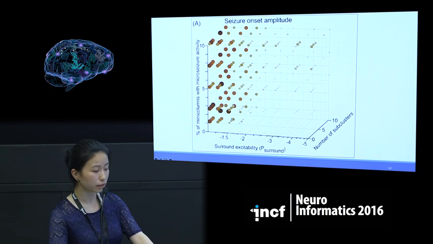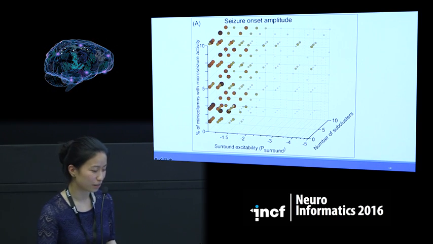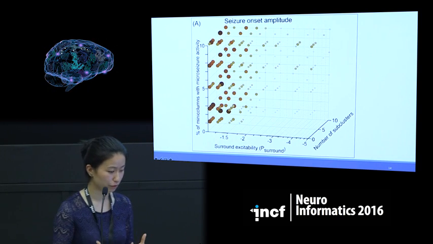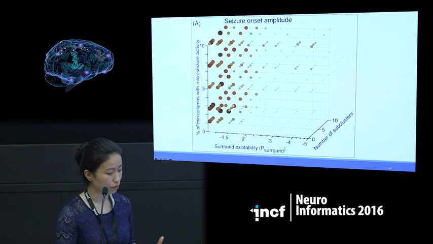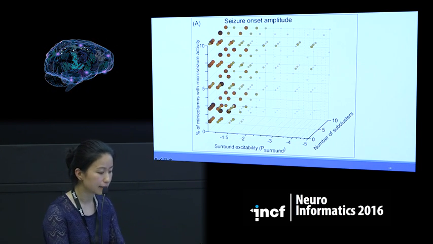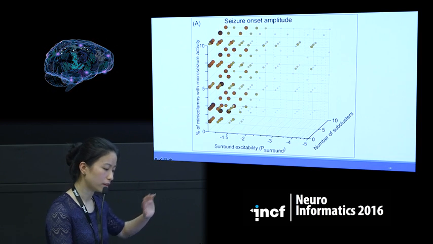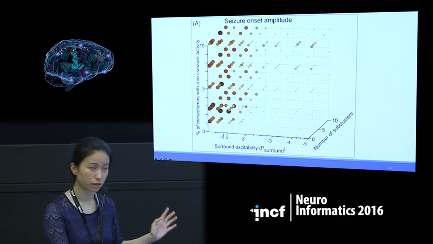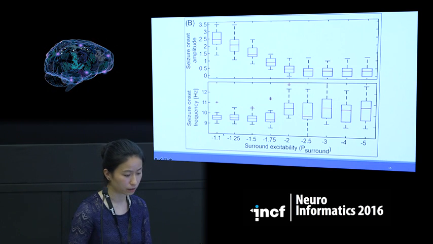Okay, so with these three parameters, we can have a look at the parameter space scan, and I should tell you what the dots are. The bigger the dot, the higher the amplitude of the seizure onset. And the darker the color, the higher the amplitude of the seizure onset as well. So visually, you can already see that the high amplitude onset seizures seem to be located in an area of parameter space that's on the high end of this surround excitability.